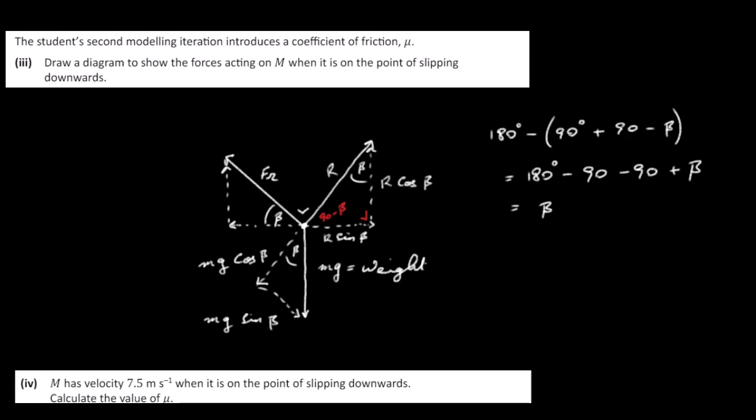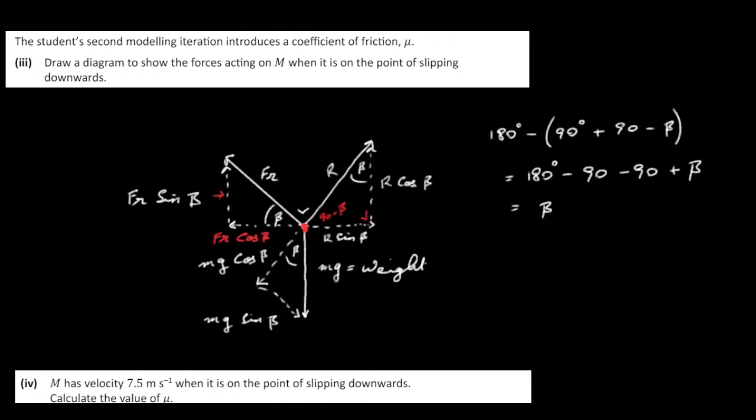So that's handy enough. So this is going to be the frictional force sine beta, and then down here, I'll just do it in a different color just to distinguish it, it's going to be the frictional force cos beta along here. So there are all our forces on M, including the frictional forces, the weight and the normal reaction. So that's it for part 3.